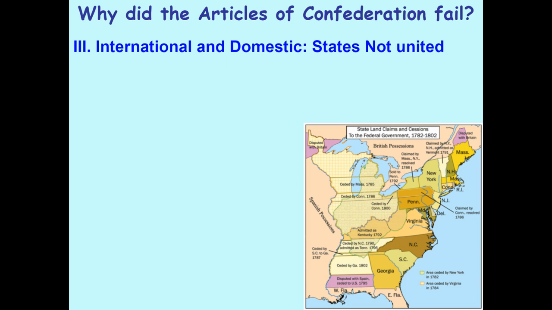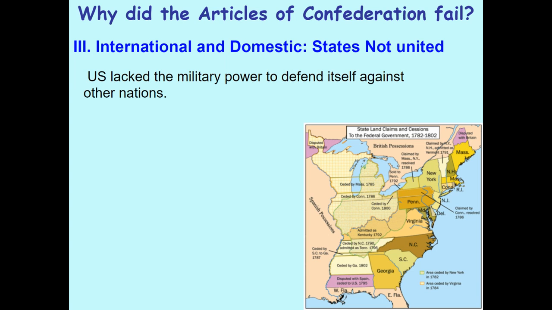Now, a third problem. Well, under the Articles of Confederation, we were states that were united, but not United States. So basically, every state sort of stood kind of independent. Well, after the Revolutionary War, the United States really didn't have a united military defense. Each state sort of had its own militias or its own reserves. And so basically, it left every state having to defend itself if, in fact, they were invaded by other countries.